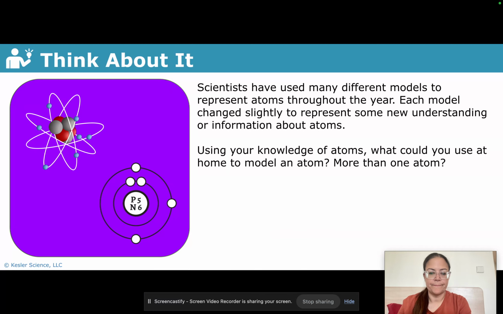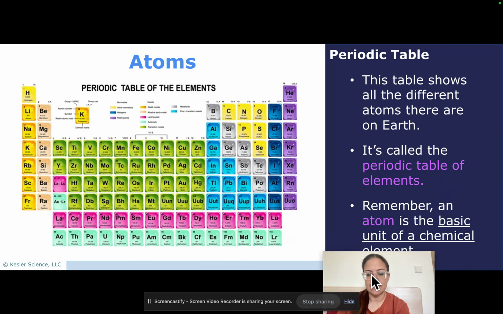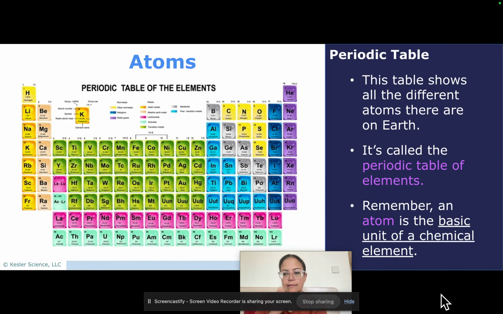Think about that. So here's the periodic table. Let me move myself out of the way. All right, so this table shows all the different atoms there are on Earth that we know of. They're not always, but at times, discovering or creating new ones. That's a whole other story. So this is the table of all the different atoms there are on Earth. It is called the periodic table of elements. There's one outside my classroom. I know you've seen it every day.